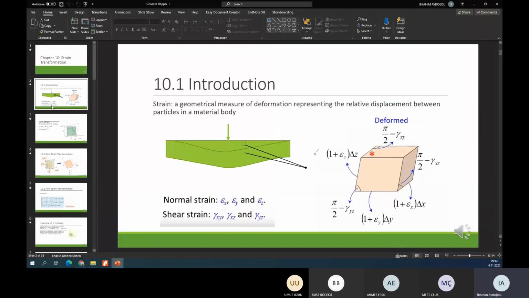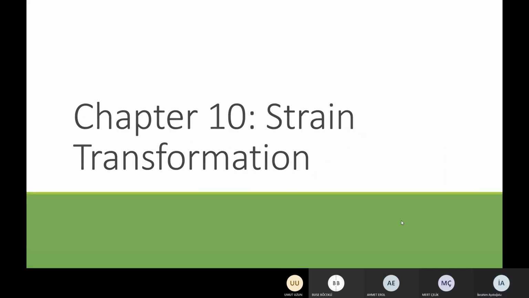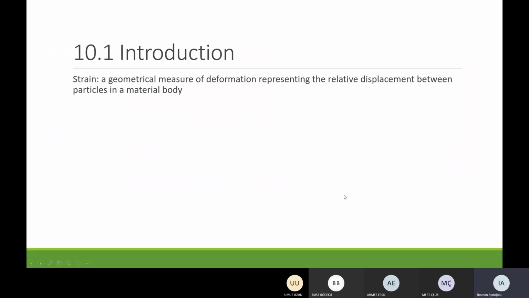The geometrical meaning of strain transformation is like this. First of all, you know, if beam, I think I can make a slideshow. It's much better. For example, if you want to geometrically measure.